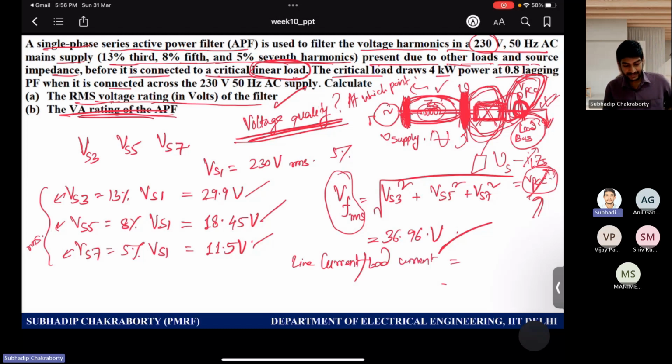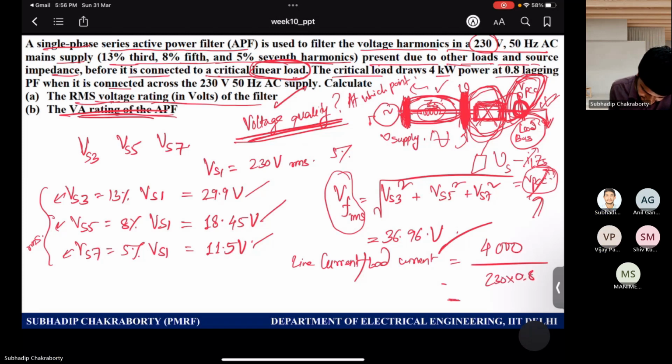So what is the load current? Can you calculate? It is 4 kilowatts and it is single phase. So what is the line current? 4000 divided by, calculate, 230 into 0.8. Single phase, right? So what is the RMS of the load current or line current, whatever it is? 21.7.